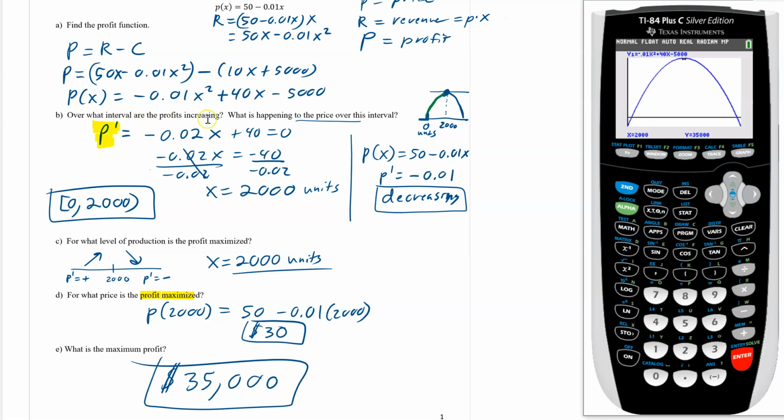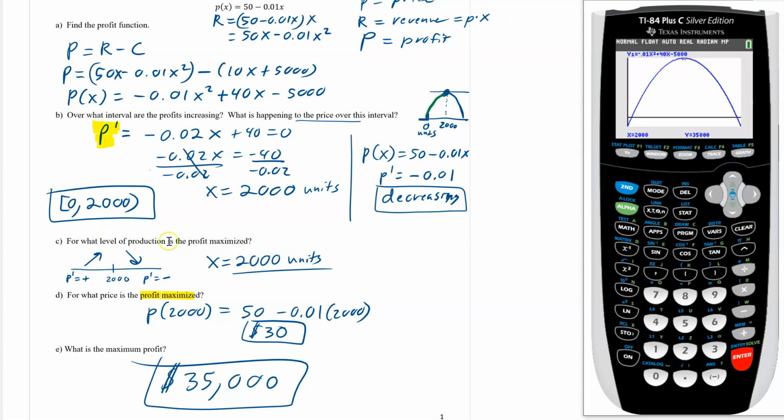So over what intervals are the profits increasing? We found the critical number to be 2,000. So from 0 to 2,000, the profits are increasing. You can even see that the profits are negative here. Then the next thing is what is happening to the price over this interval. So we went back to the price function, took the derivative, and it says it's decreasing. And then we keep going with this problem.